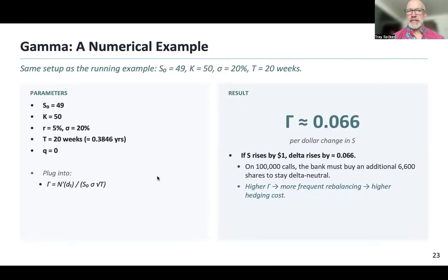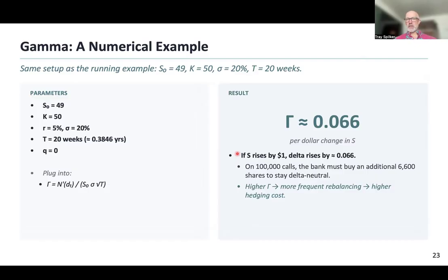So let's take a look at an example here. Same setup as before. We've got the share price at 49, strike price at 50, risk-free rate of 5%, 20% vol, 20 weeks to maturity, and no dividend. If we plug all that information into the gamma equation here, we'll calculate a gamma of 0.066. So what does this mean? It means that if the share price rises by $1, then the delta is going to rise by 0.066.